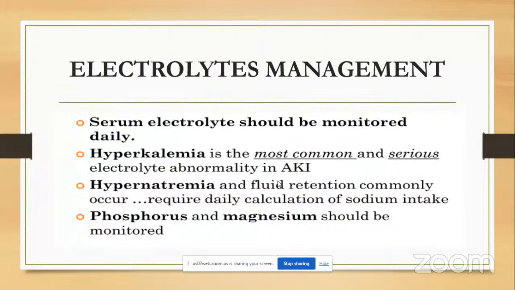The key in acute kidney injury is electrolyte management. All the electrolytes should be monitored regularly. Serum electrolytes should be monitored daily. Hyperkalemia, hypernatremia, phosphorus and magnesium, they all should be monitored and rectified as per labs and the condition of the patient.